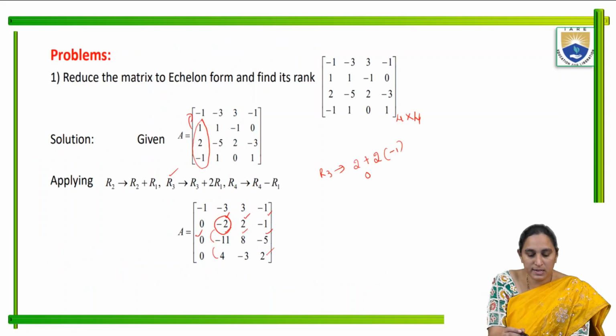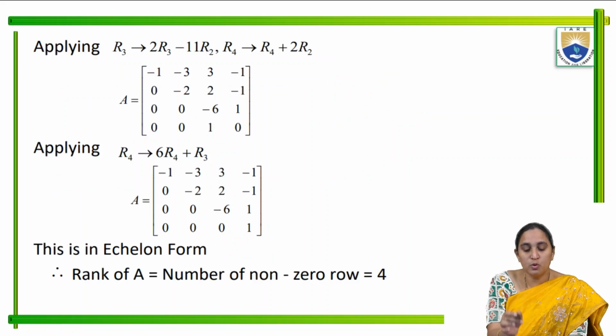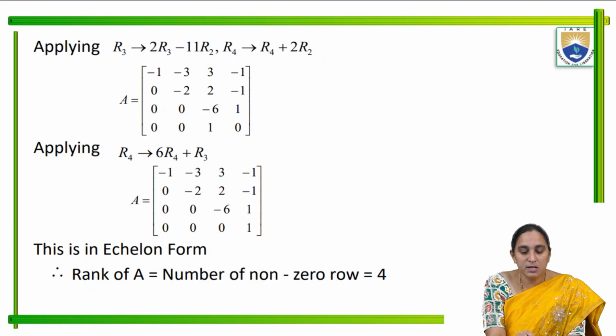R3 tends to 2R3. Here, see, the R2 second element is minus 2 and the R3 second element is minus 11. I'll make this minus 11 as 0 with respect to R2, and similarly I'll make the 4 as 0 with respect to the R2 second element. Here the R2 second element is the diagonal element. With these two operations, the R3 second element and R4 second element are zeros, and there is no change in the first row and the second row.